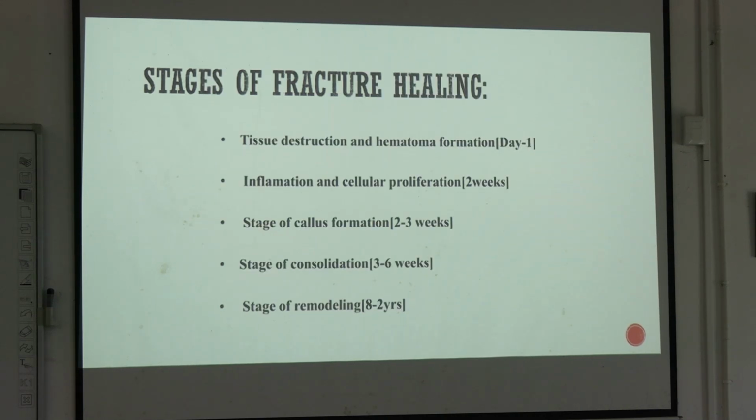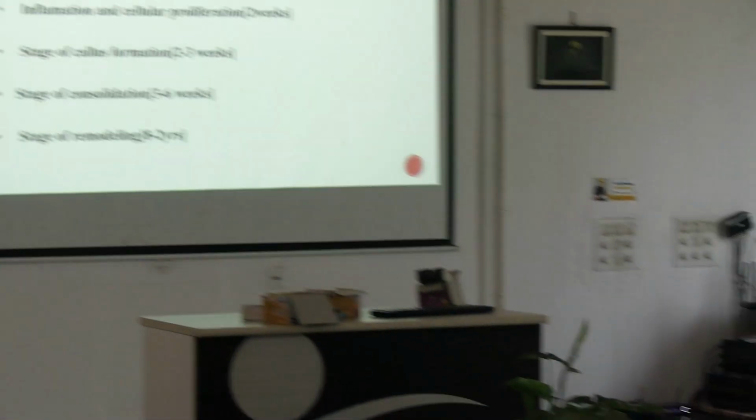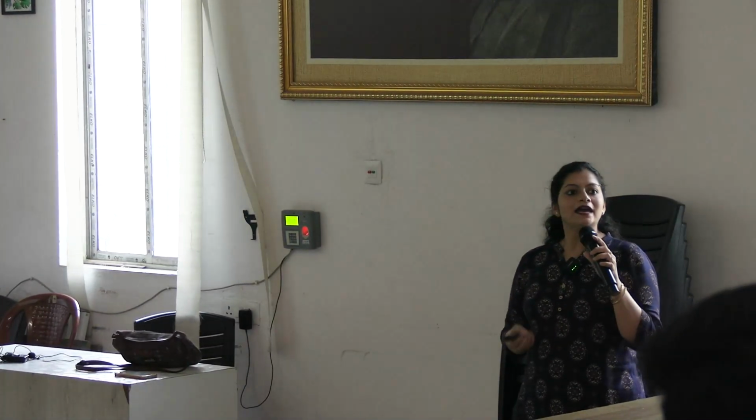Now the stages of fracture healing. As I told you, fracture healing starts immediately after the bone breaks. In the first one day, there will be hematoma formation. That is the first stage of fracture healing. On day 1, you will see rupture of blood vessels, so there will be a hematoma formation in the fracture site. There will be formation of a fibrin mesh which will seal the fracture site, and this meshwork forms a framework for inflammatory cell influx and formation of granulation tissue.